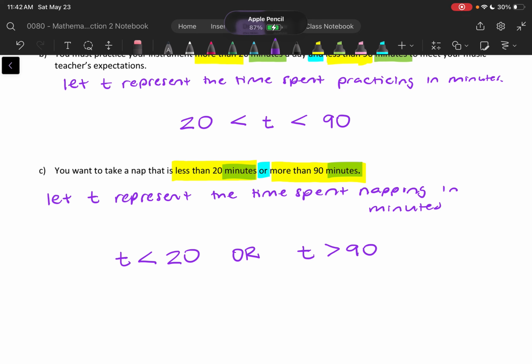In an or situation, we simply write the two separate inequalities and again use the word or in between. If I used a T to define my variable, I need to involve T's in the inequality. If I used X, I have to use X's. If I defined it as an M, I need to use M's. I just need to be consistent with that variable usage.